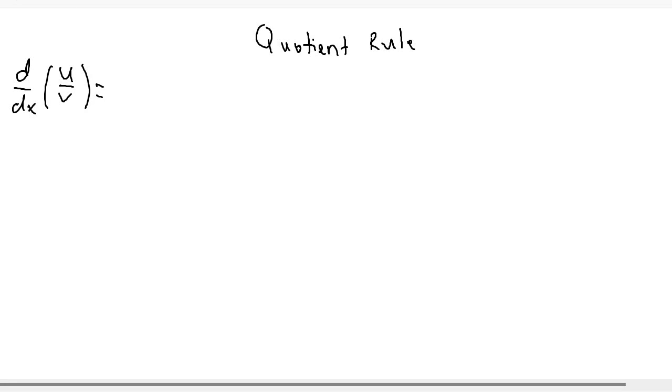So whenever you're trying to derive a function divided by another function, you're going to have to use what's known as the quotient rule. And the formula for the quotient rule is vu prime minus uv prime all over v squared. And this can be tricky to memorize sometimes, so the way I remember it is by saying low D high minus high D low all over low squared.